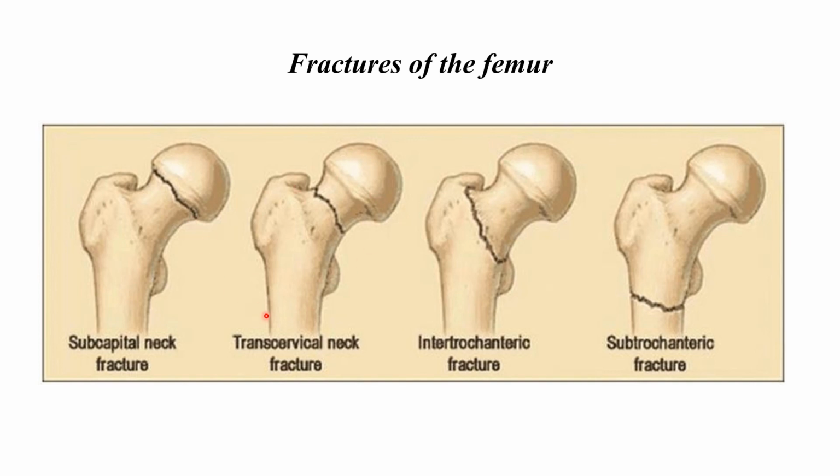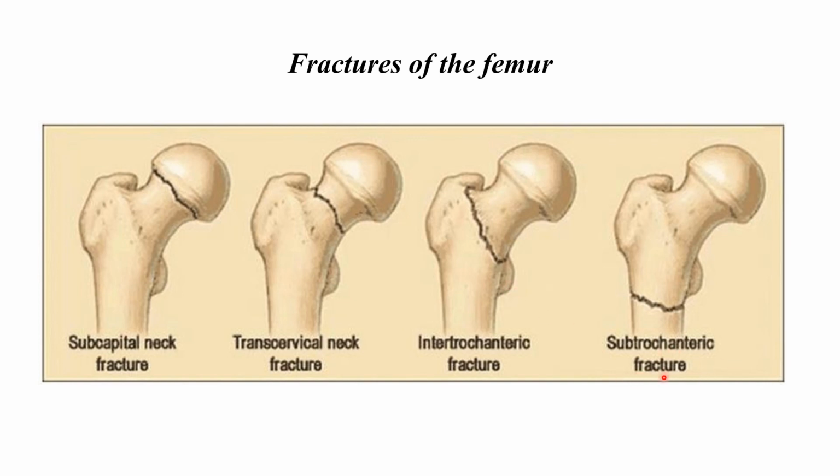This is the second type of fracture of the neck of the femur. We call it transcervical fracture, which occurs through the neck of the femur here. Intertrochanteric fracture: this fracture occurs between the greater trochanter and the lesser trochanter.